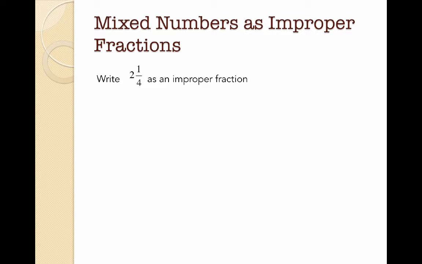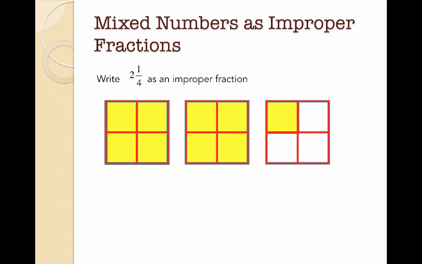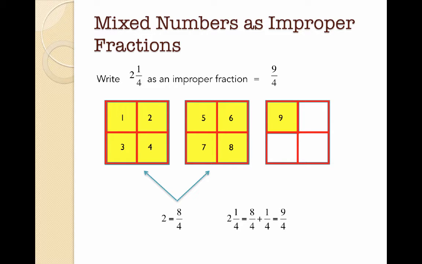Let's look at a second example, 2 1/4, and we want to write it as an improper fraction. Here I have 2 wholes colored in, as well as 1/4 in my third picture. If I count how many quarters I've colored in, I can see that I've colored in 9/4, or 9 out of 4. Please note that the 2 wholes that we've colored in can also be written as 8/4, or 8 over 4. This means that 2 1/4 is the same as 8 over 4 plus 1 over 4, or altogether 9/4.